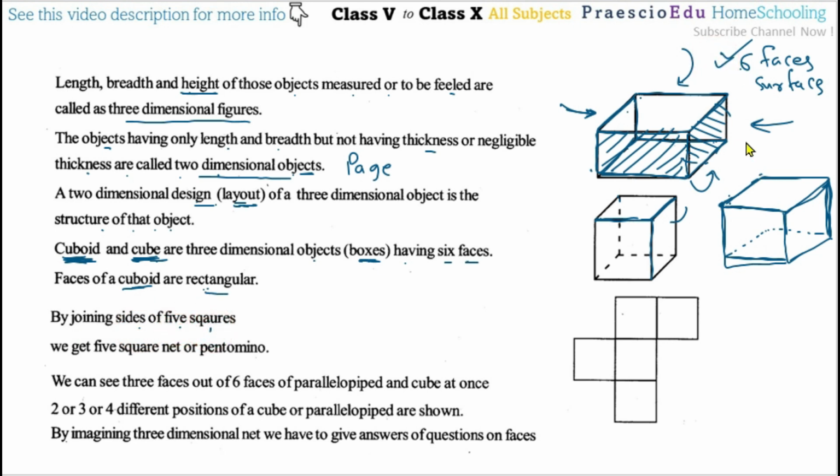Then, by joining the sides of five squares, out of the six faces, we will not join the top one, so only five are considered. By this we get a five squares net. Now these are the openings. Suppose this side we have opened, so it will come like this on a surface.